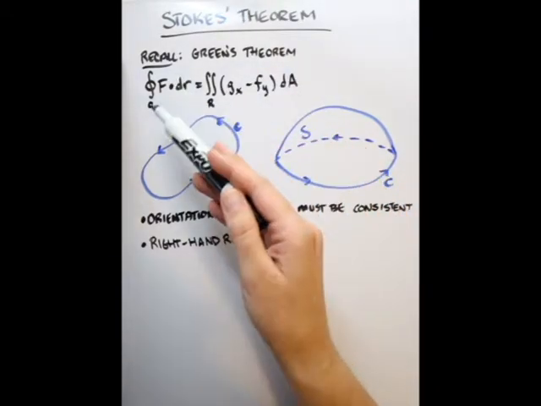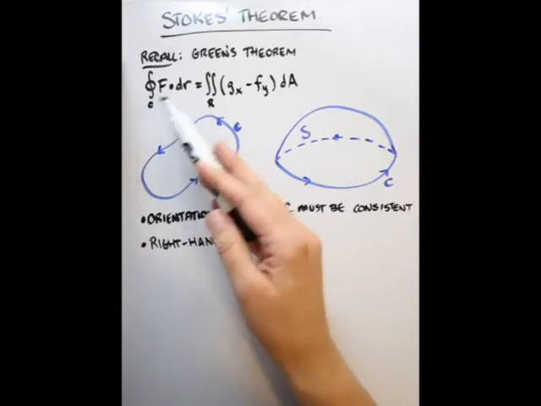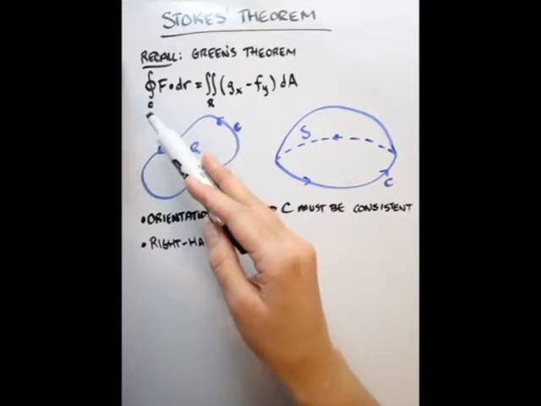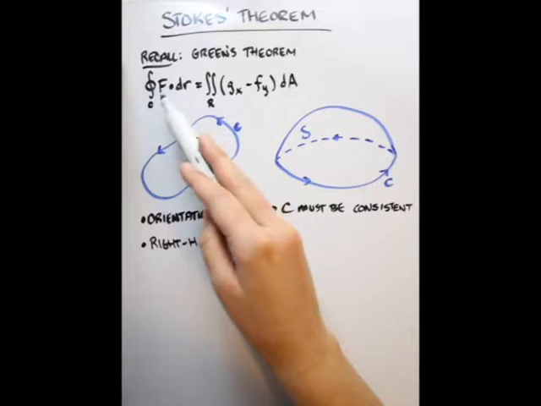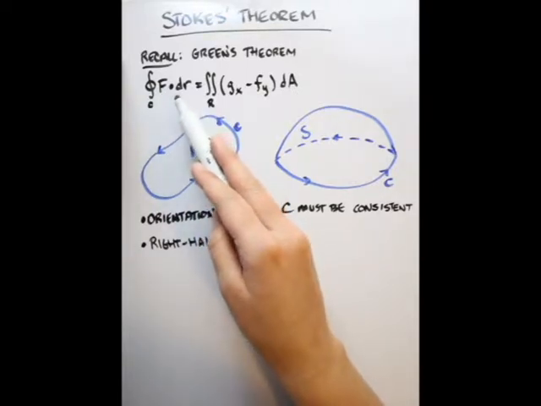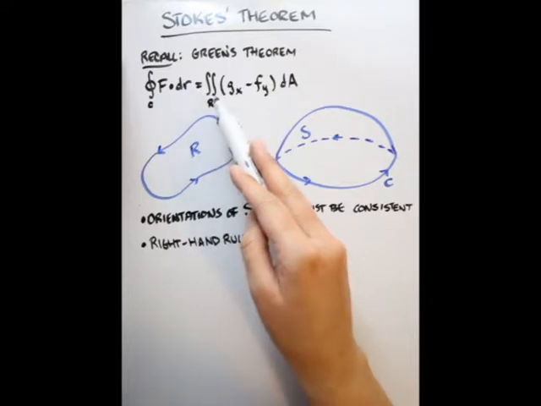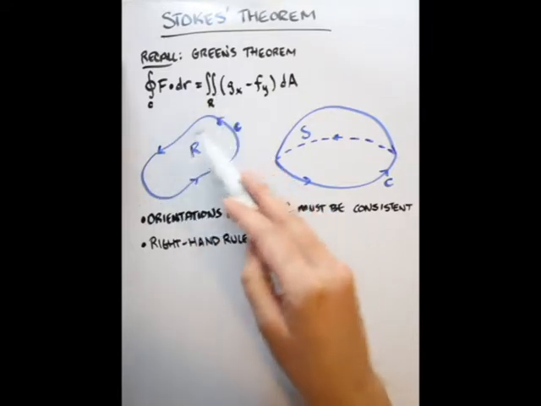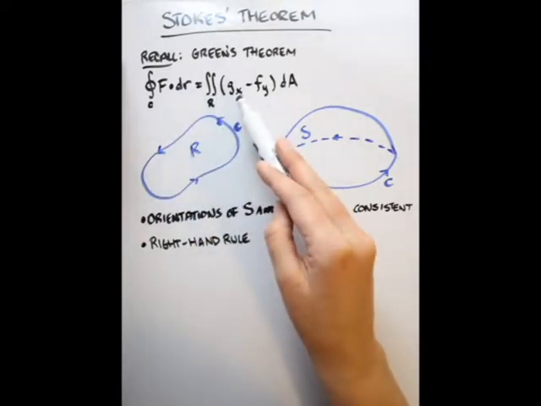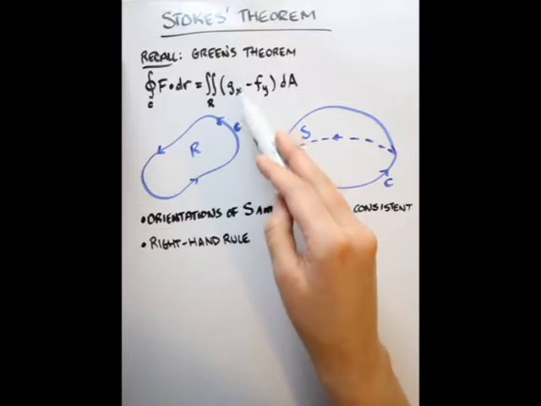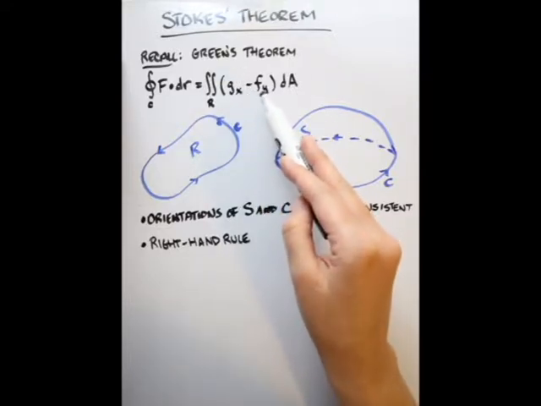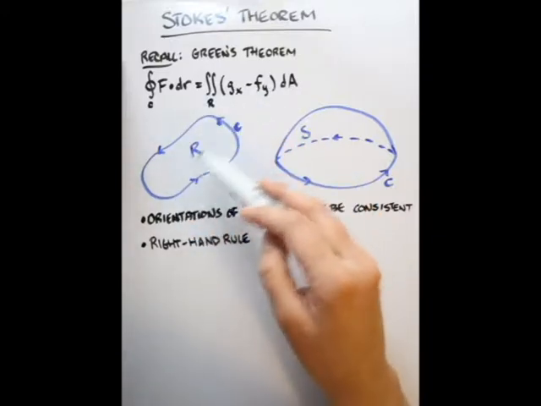Just to remind you, in Green's theorem, we have our line integral over our curve C of our vector field F dotted with dr, and Green's theorem says that this is the same as the double integral over our region R of the partial derivative of g with respect to x, minus the partial derivative of f with respect to y. So we're just going to extend this into three dimensions.